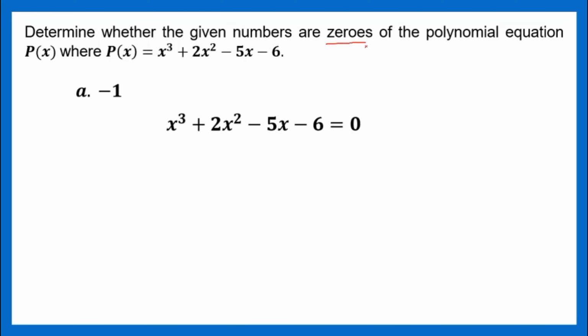So, kapag zeros, kaya hindi na nakalagay yung p of x is equal to 0. Kasi nga, na-mention na naman na zeros yan. So, that would mean, yung p of x talaga ay 0. So, equate lang natin ulit into 0. Then, same thing, lahat ng x palitan ng negative 1, and make sure naka-parentheses. Ganun lang po. So, negative 1 cubed plus 2, negative 1 squared minus 5 minus 1 minus 6 is equal to 0. Ayan. So, make sure tama tayo ng pagkakapalit.